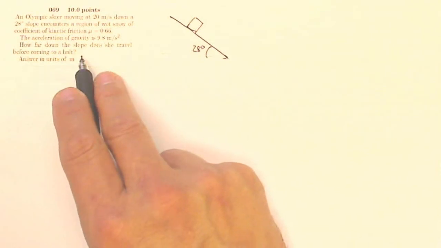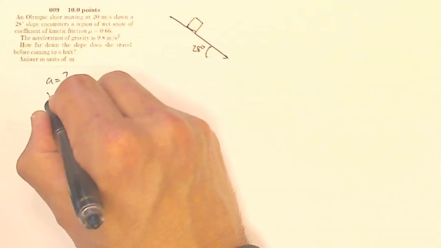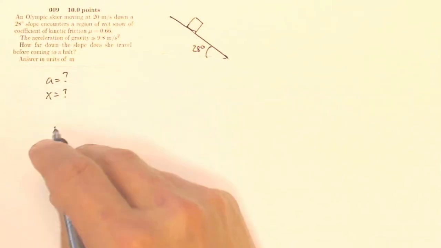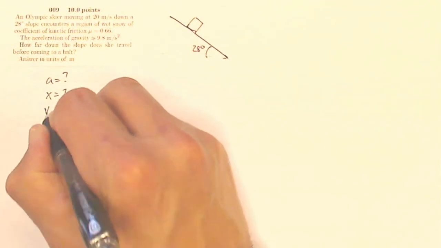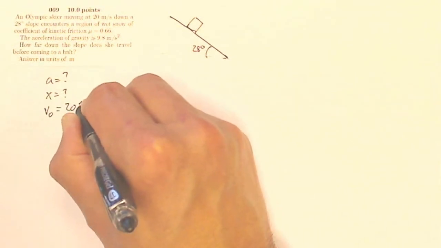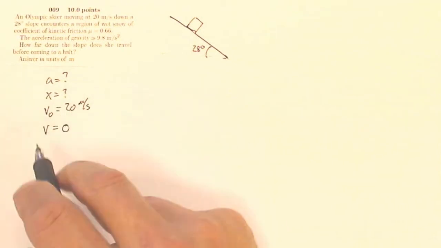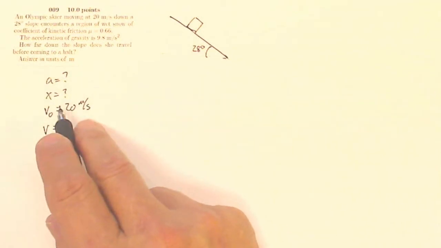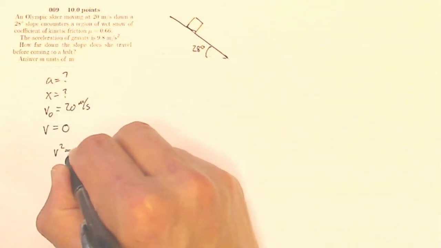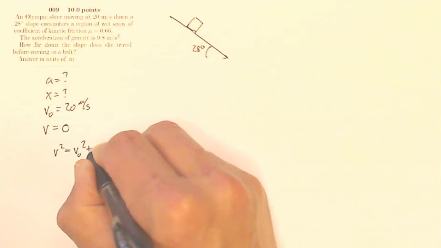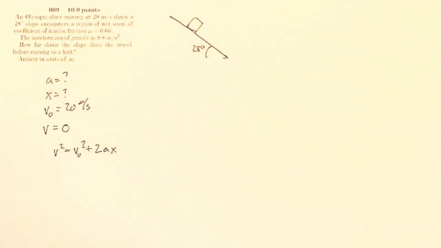Well, that means she's going to accelerate. So I don't know my acceleration. I'm looking for how far she travels. I know that her initial velocity is going to be 20 meters per second. And I know that her final velocity is going to be 0. So this looks like I'm going to use the v squared is v0 squared plus 2ax equation. But I'm missing something. I'm looking for x, but I don't have a either.